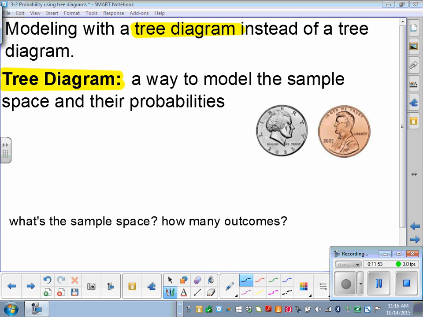Okay, so now we've been modeling, finding probabilities using area squares. Now I'm going to teach you how to do it using a tree diagram. The reason we're learning another way is because you might like this way better. Not only that, but you will not be able to use an area square if you're dealing with 3 events. So far, we've only done 2 events, right? Once you deal with 3 or more events, you'll want to use a tree diagram, which I like way better than area squares. A tree diagram is a different way to model the sample space and their individual probabilities.